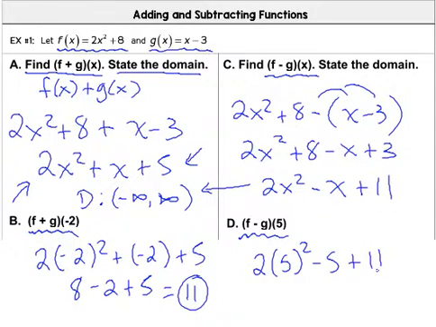And so here we'll get 25 times 2 is 50. 50 minus 5 plus 11, that's 45 plus 11, which is 56.